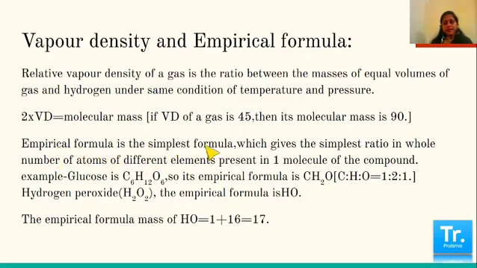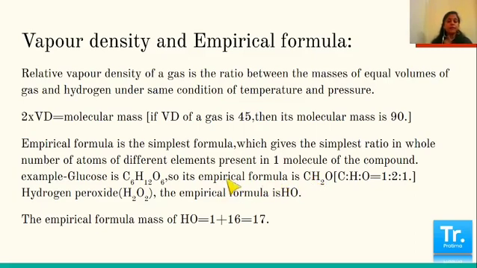Empirical formula is the simplest formula which gives the simplest ratio in whole number of atoms of different elements present in one molecule of a compound. Now, to explain, we all know glucose C6H12O6. If the ratio of carbon, hydrogen and oxygen is taken, what do I get? CH2O. How? 6 ones are 6, 6 twos are 12, 6 ones are 6. So, the common factor is 6. Therefore, the empirical formula of glucose is CH2O.